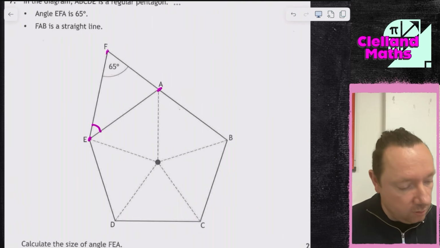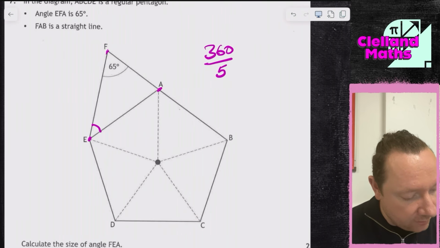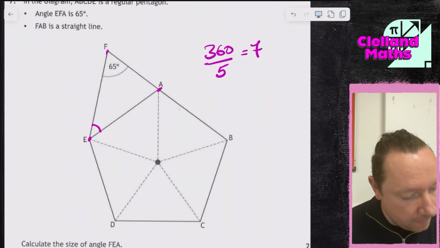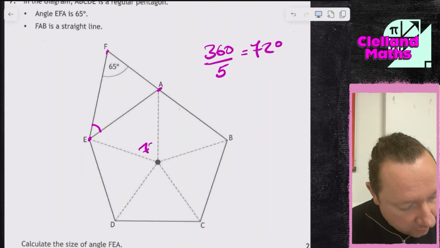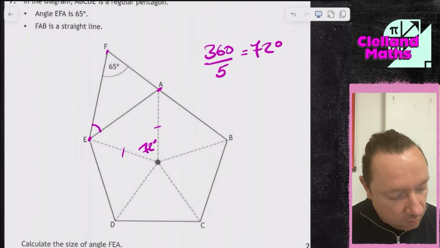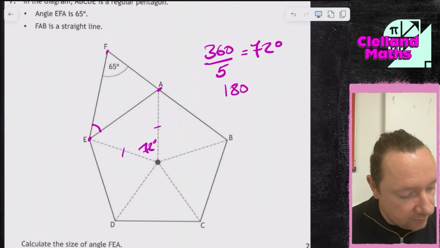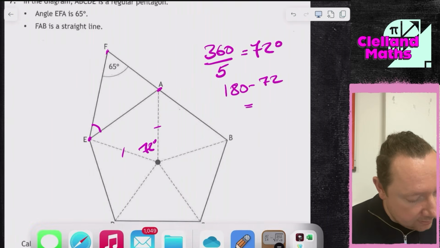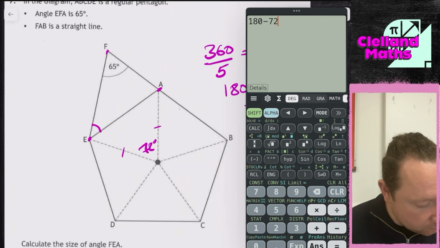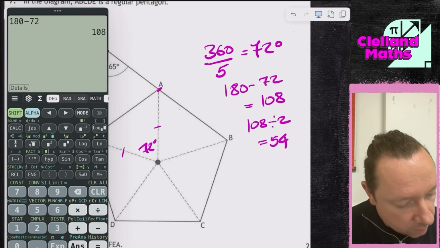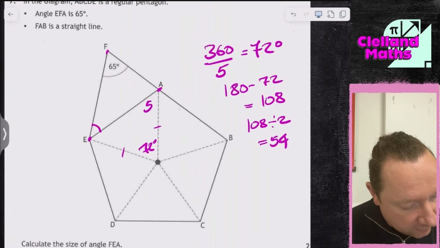So first of all, pentagon. So I can do 360 divided by 5 to get the angle in the centre. That is 72 degrees. Just use your calculator. So we've got 72 in each of the centres, but I'll just put one of them. And this will be an isosceles triangle. So I can do 180 minus 72, which is 108. 108 divided by 2 then is 54. So we can get 54 degrees at the extremities.